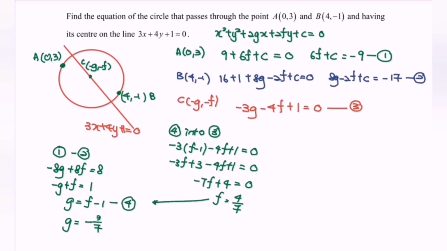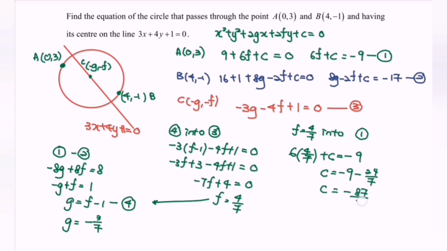Next, kindly substitute f into the first equation. So we will have 6 multiplied with 4 over 7 plus c equals negative 9. So c will be equal to negative 9 minus 24 over 7. So c will be equal to negative 87 over 7.